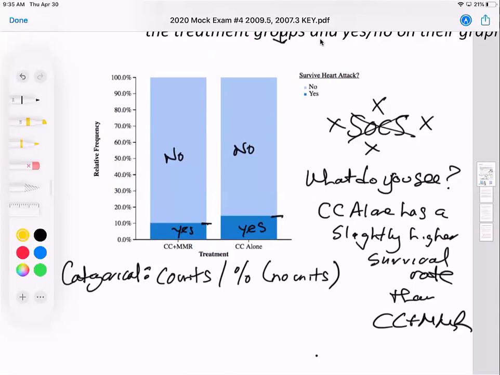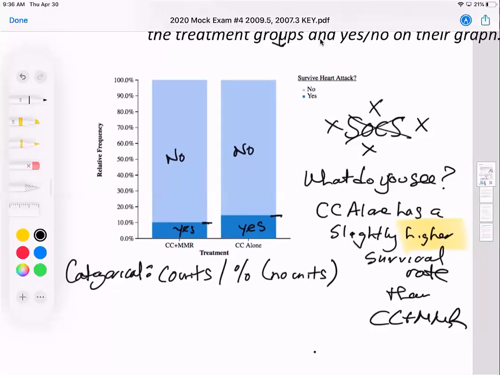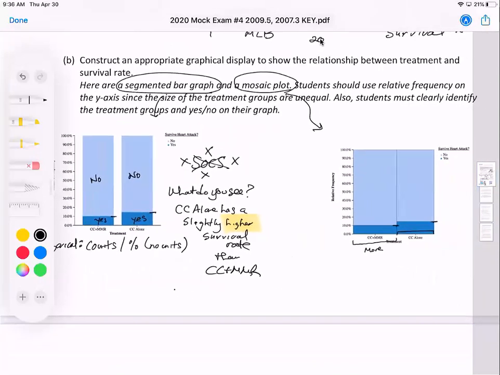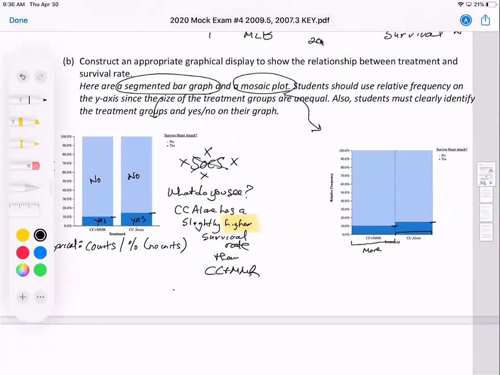The comparative statement being, I said, higher. Now, with only 2 bars and 2 levels of our factor, we can't really say too much more. I guess you could say CC plus MMR had slightly higher deaths. That's kind of the complement of what we just said. But either way, the question as it stands is construct an appropriate graphical display, which this year you won't be asked to do.